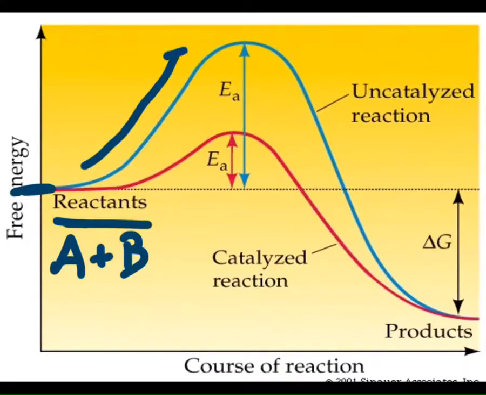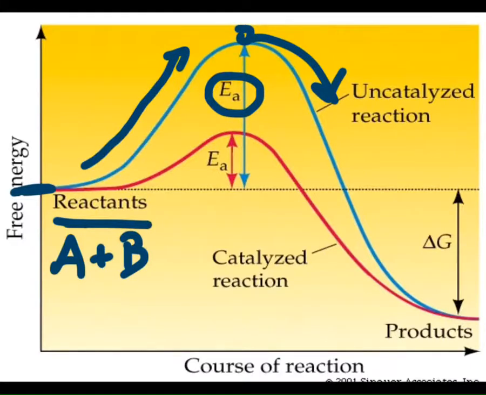Now the blue line has a big hump. E sub A, abbreviation for energy of activation or activation energy. And it's a pretty big hump. But it could happen, and as a result, if there's a little ball on this picture, right, we would get to the top, and then that little ball would spontaneously go down. With an enzyme, the red line is what happens.